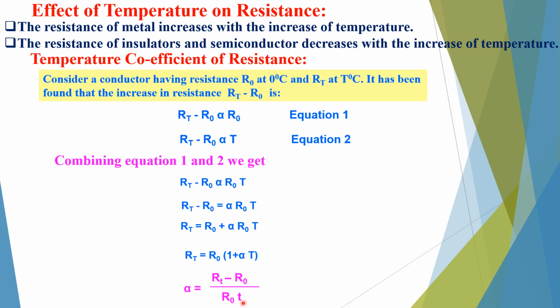From this relation, we can define temperature coefficient of resistance as increase in resistance per ohm original resistance per degree rise in temperature. Or in other wordings, we can say that the fractional change in resistance of a substance per Kelvin is called temperature coefficient of resistance. Its unit is Kelvin inverse.